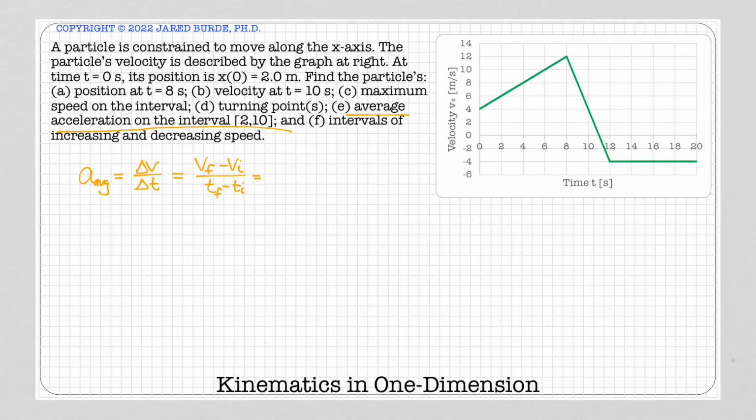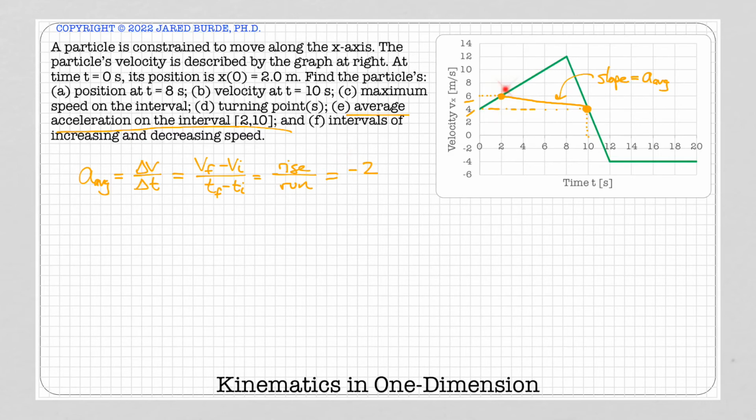Really what this is on a graph is a rise over run. So if I'm looking for the average acceleration on this interval from t equals 2 to t equals 10, well, at t equals 2, my velocity here is 6. At t equals 10, my velocity there is 4. And so the slope here is my average acceleration. And I can see here that my slope is -2. I'm going 2 downwards.